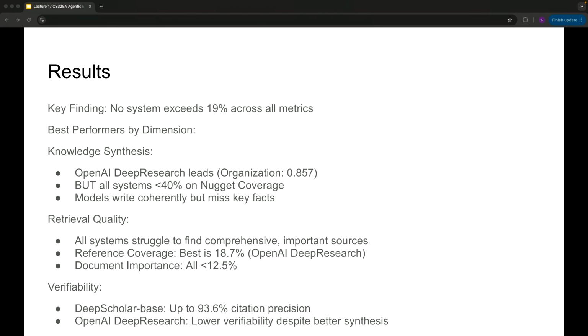The retrieval quality tends to be overall okayish, so all systems currently struggle to find a comprehensive and important set of sources. The document importance in all of them is less than 12.5%. And then finally, if you look at verifiability, they found that, say, DeepScholar-Base got up to like 90% precision, but OpenAI Deep Research has lower verifiability despite the fact that it does a really good job at writing really nice English, so the synthesis is extremely coherent.